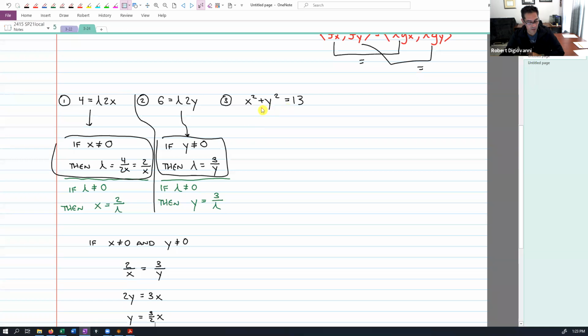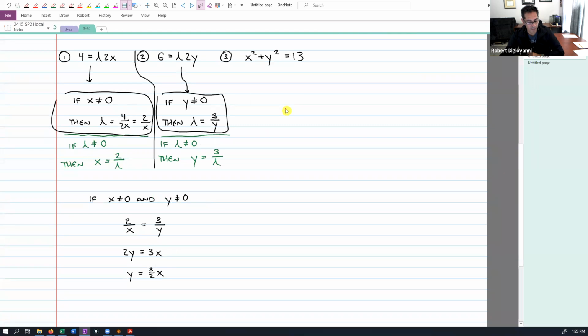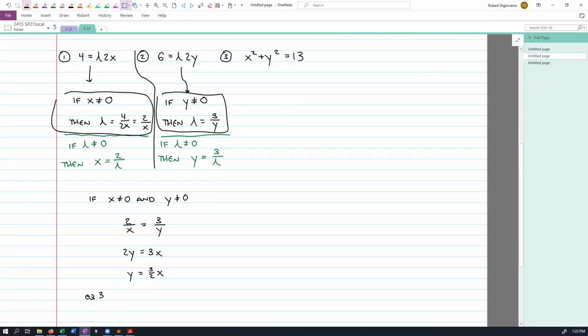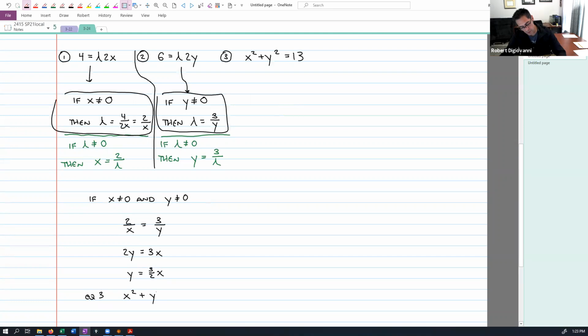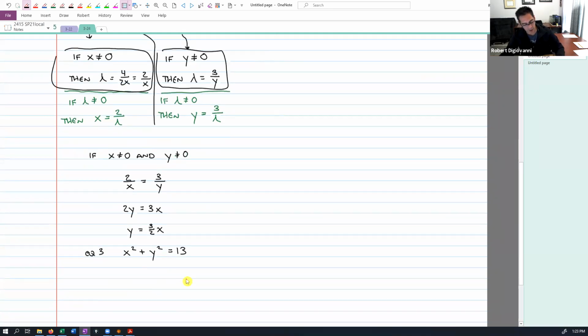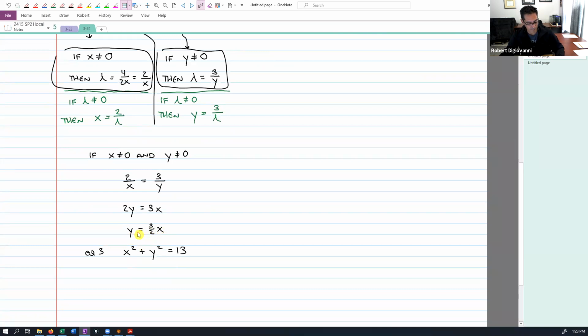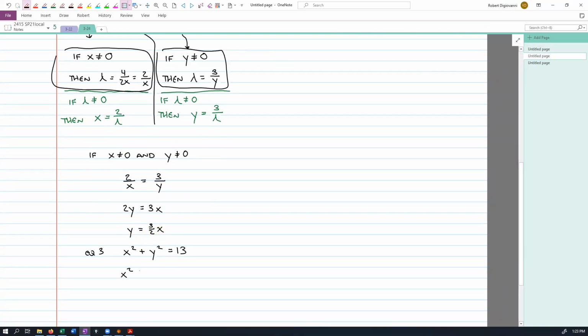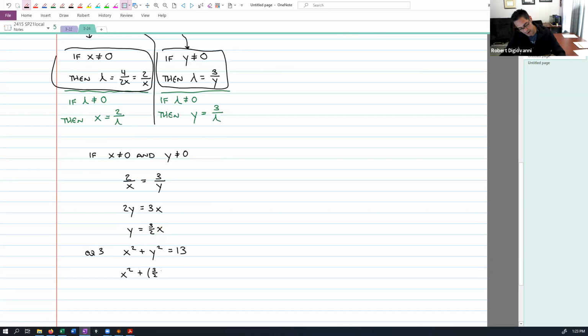What about this? I need the third equation to be satisfied. So if I look at equation 3, it's going to be x squared plus y squared must be 13. But what did I just say the relationship between x and y was? This. So I could rewrite that as x squared plus (3/2 x) squared must be 13. And look, now I have an equation with one variable in it, and I can solve for x.